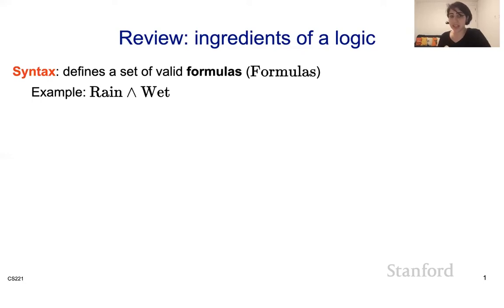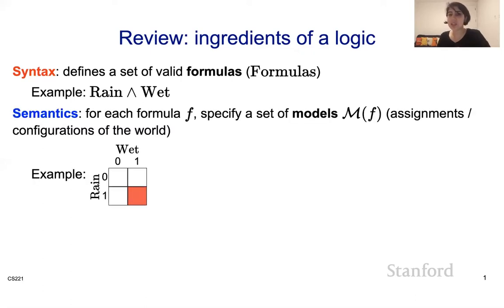We talked about syntax, which basically defines a set of formulas and allows us to syntactically, symbolically talk about formulas and things that exist in the world. For example, I might say rain and wet without knowing what rain means or wet means or what this and symbol means. That is in the syntax land, where I just have symbols and I can manipulate those symbols. And then I can assign meanings to the syntax using semantics.